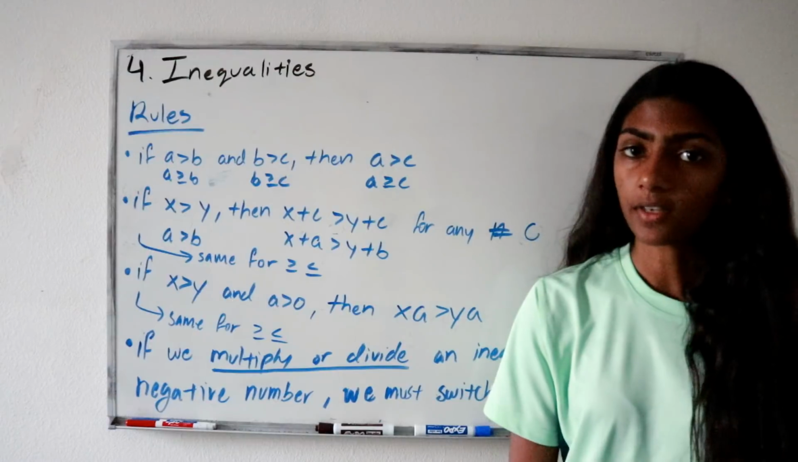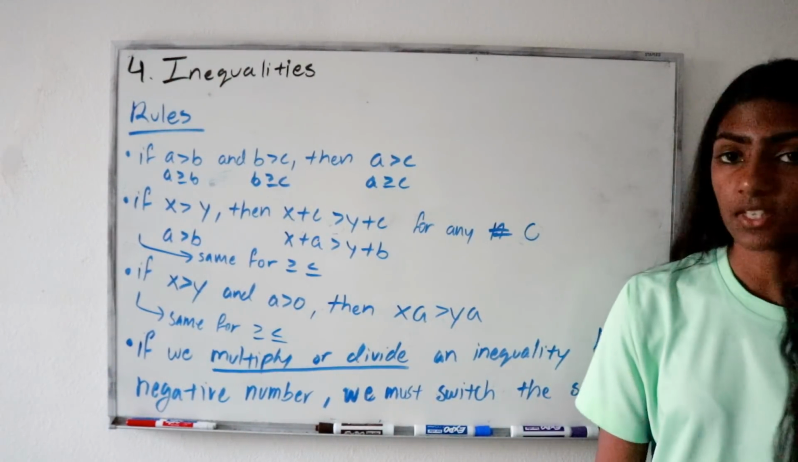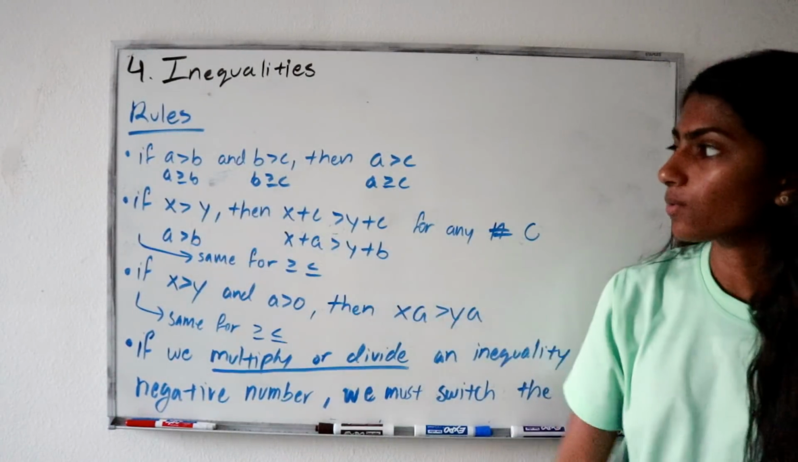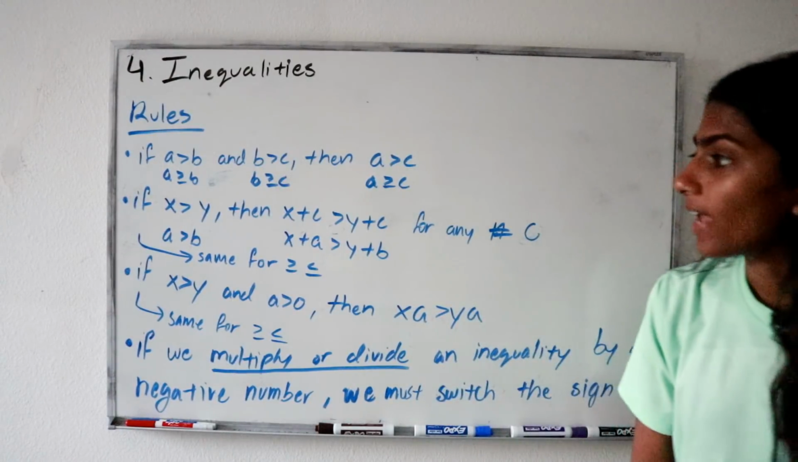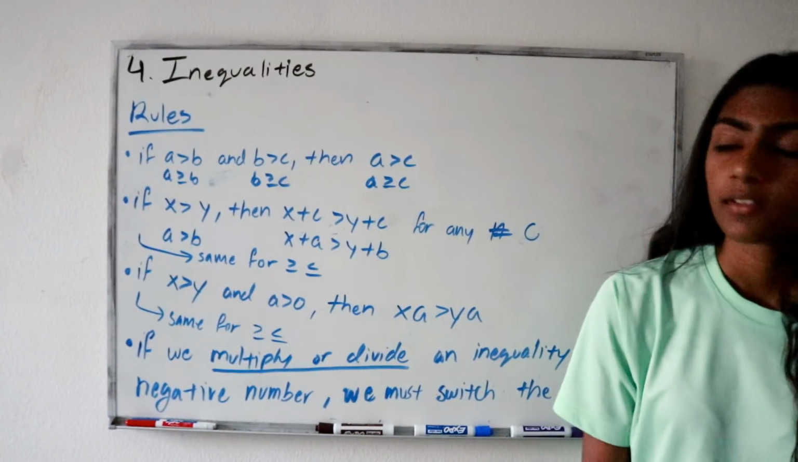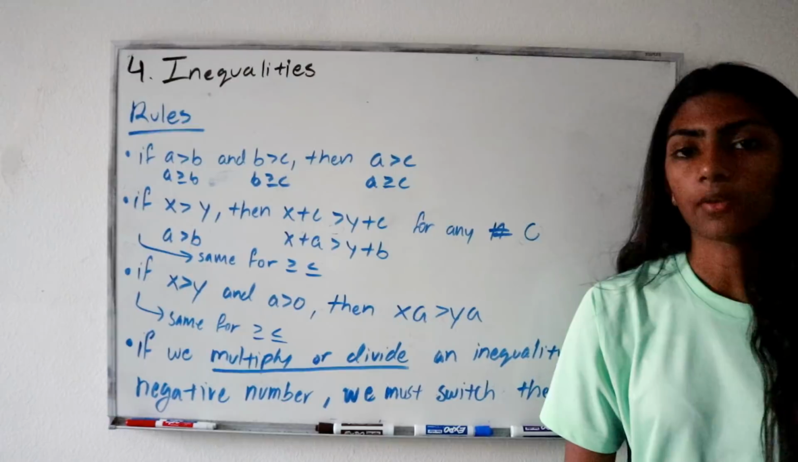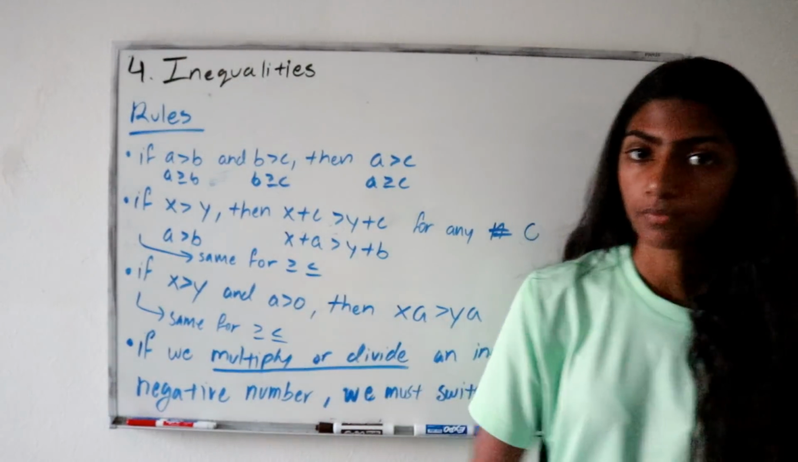To finish off inequalities, here are some rules. If A is greater than B and B is greater than C, then A is greater than C. Same goes for greater than or equal to. Next, if X is greater than Y, then X plus C is greater than Y plus C for any number C. Similarly, if X is greater than Y and A is greater than B, then X plus A is greater than Y plus B. And it's the same for greater than or equal to.